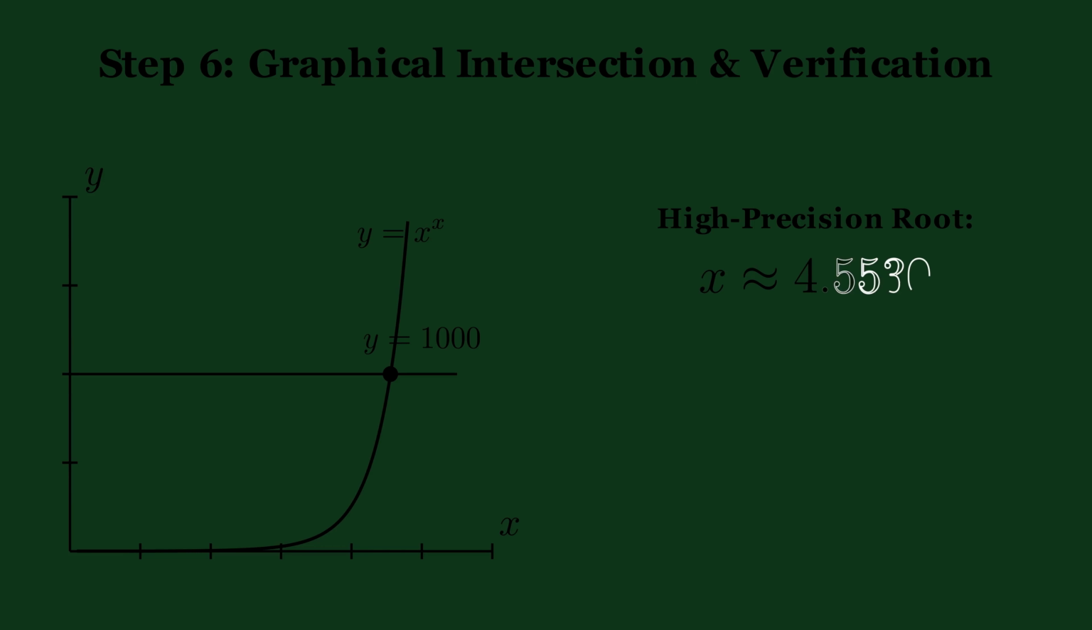By running this through Newton's numerical method or a high-precision calculator, we converge on our final answer. x is approximately 4.5530. If we check our math, 4.5530 raised to its own power hits 1000 almost perfectly. And there you have it, the elegant solution to a fascinating exponential puzzle.